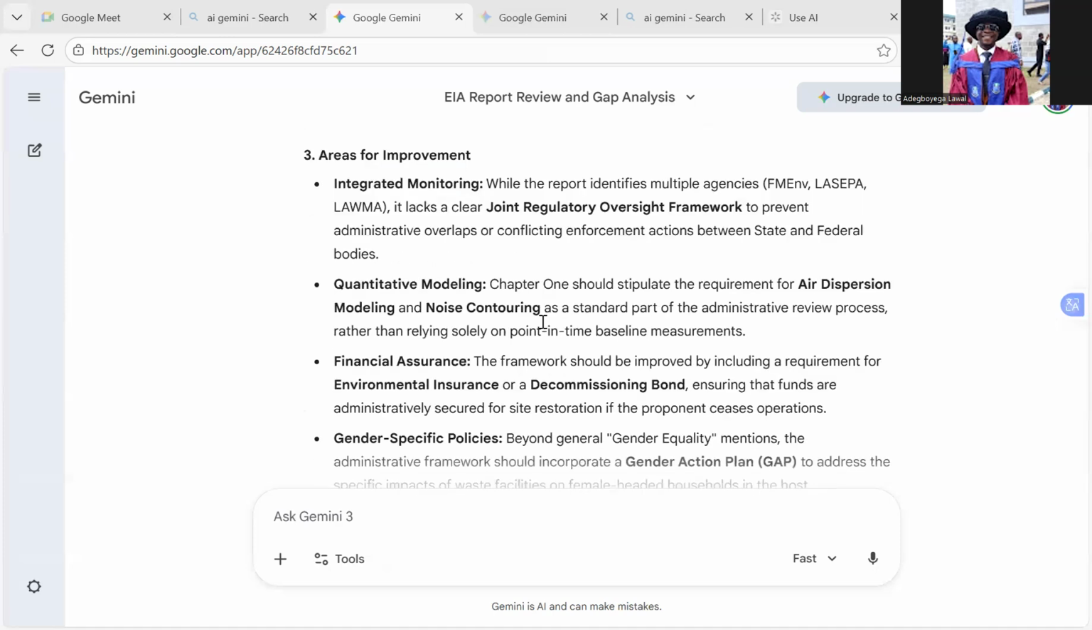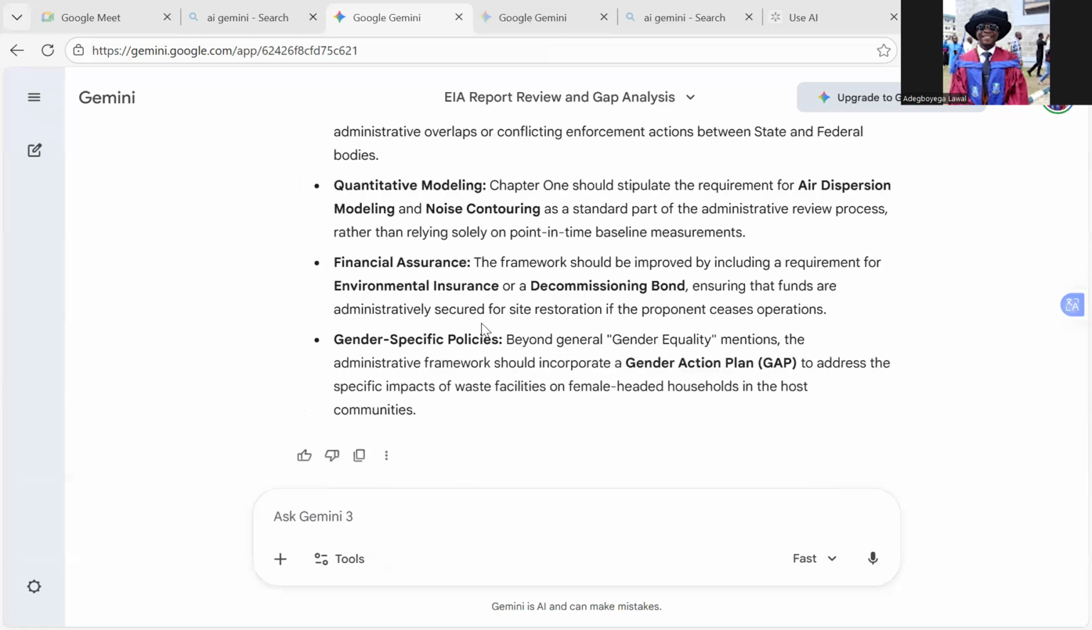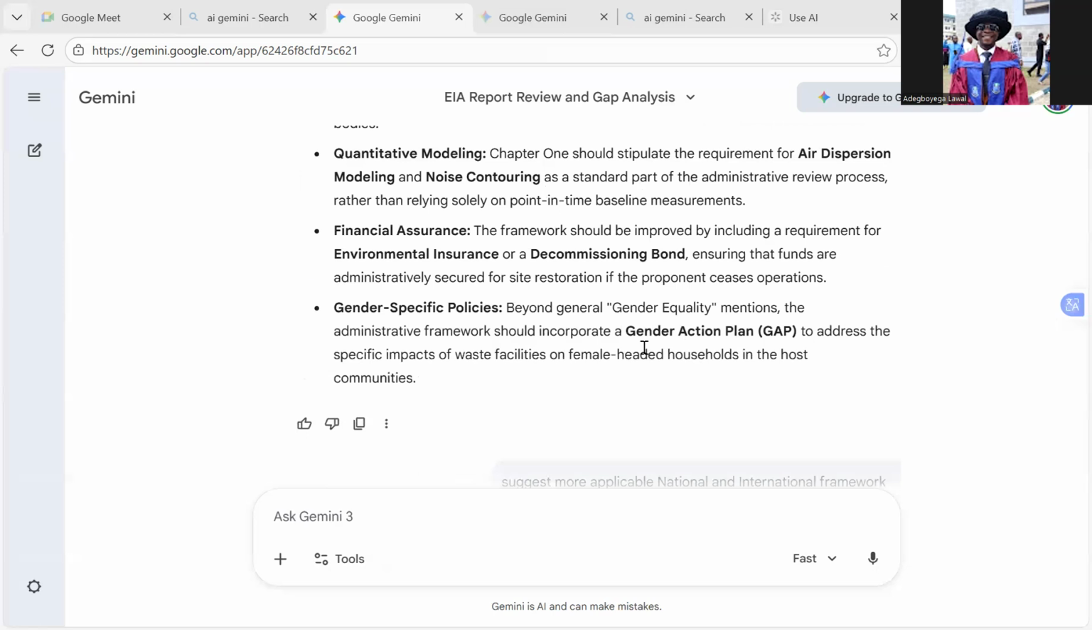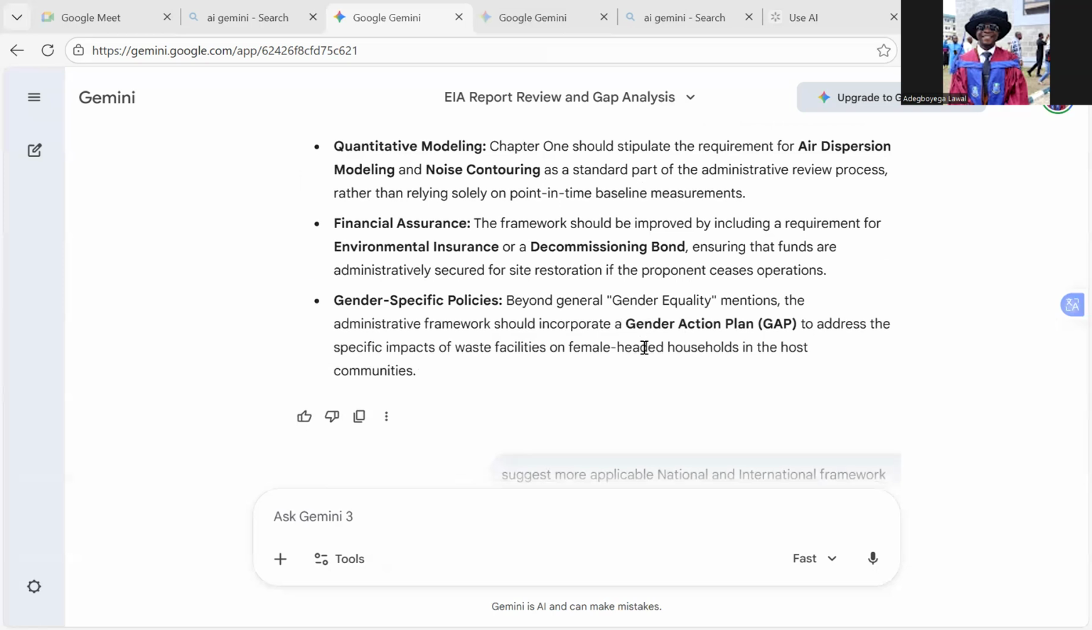Quantitative modeling, I think this air distribution modeling must have been part of the TOR, but if it's not there, we might not be able to add it at this point in time. Specific gender policies, gender action plan, these are something that we can look out for. So I was not okay with that information.